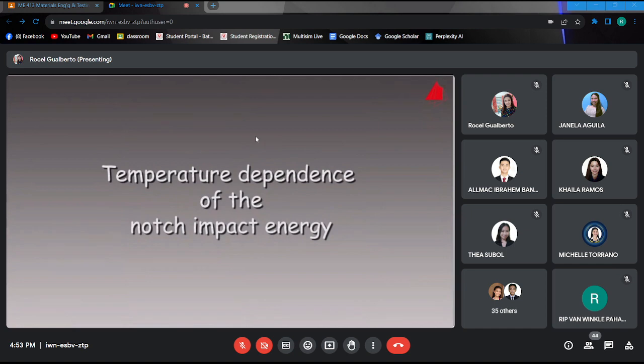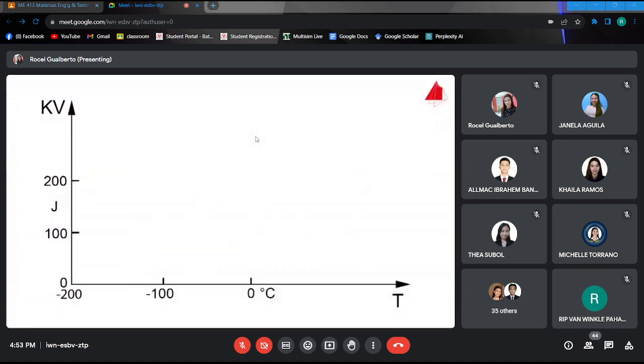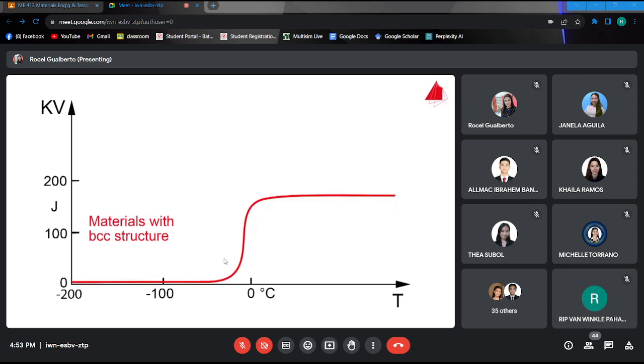The Charpy impact test is not only carried out at room temperature. Materials with body-centered cubic crystal structure, such as plain carbon steels, show a characteristic S-shaped curve of the impact energy versus temperature. In the so-called upper shelf region, the material absorbs a lot of energy and behaves in a tough manner. At low temperatures, in the lower shelf region, only a small amount of impact energy is absorbed and brittle fractures occur.